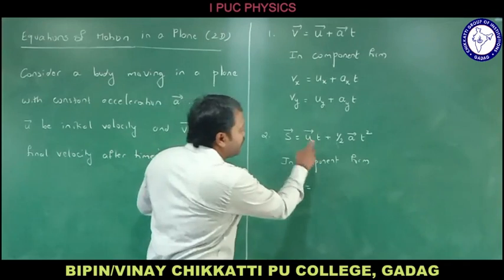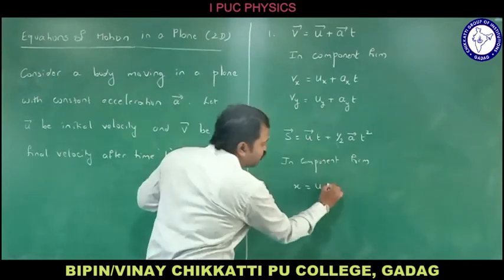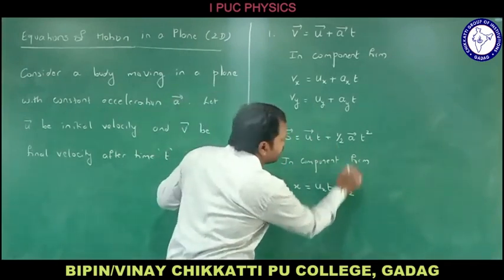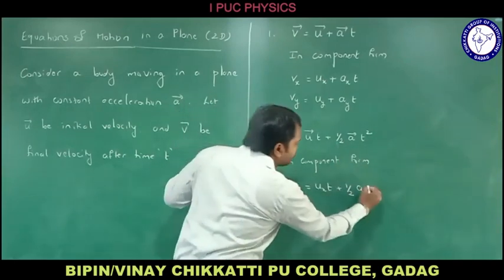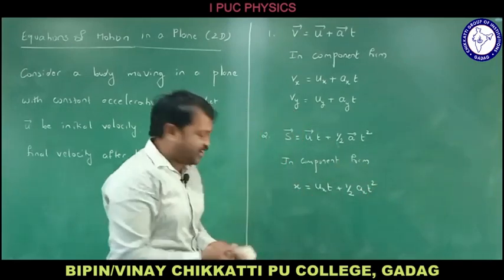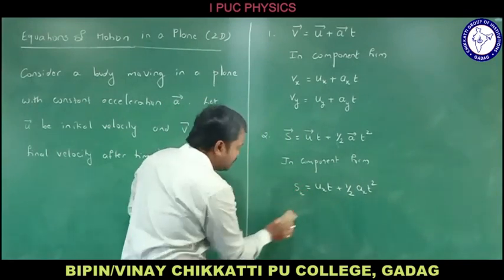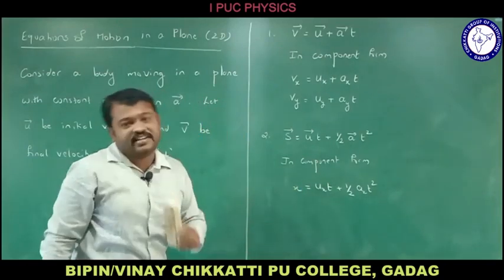Okay, what is the component of u along the x axis? ux. There is no component for t because it is a scalar, right? ut plus half. What is the component of a along the x axis? ax. t square. I already told you, this can be written as sx, but I will not be writing that. Generally, we will be writing like this because x itself is the displacement.